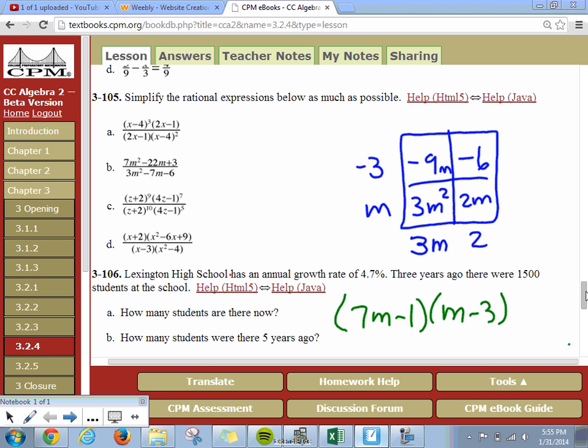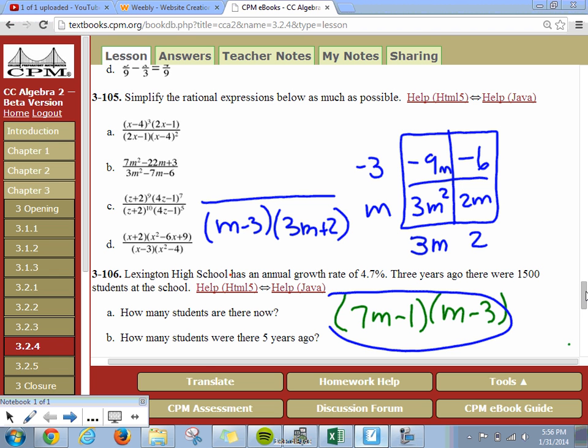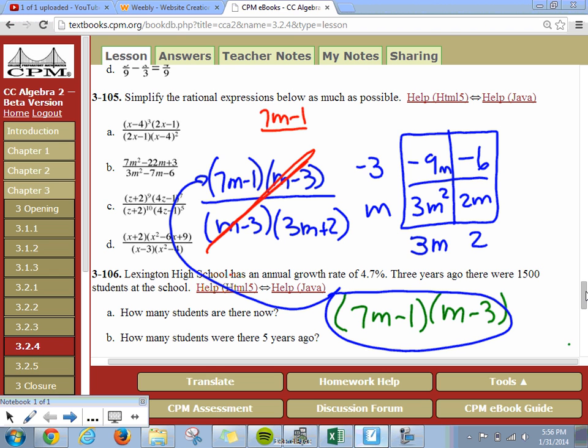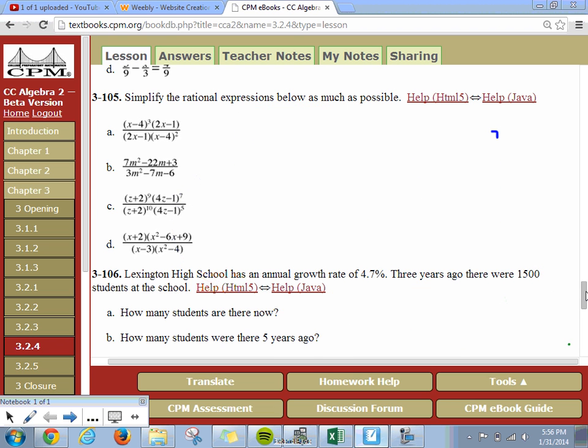So what that tells me is that all belongs again in our denominator. So we've got m minus 3 times 3m plus 2. And then I'm going to take this, remember this was our numerator. So 7m minus 1 over 3m minus 3. We can see that our m minus 3s are going to cancel out. So our final answer should be 7m minus 1 all over 3m plus 2 is the final answer.